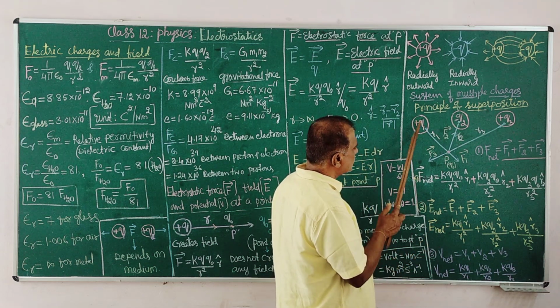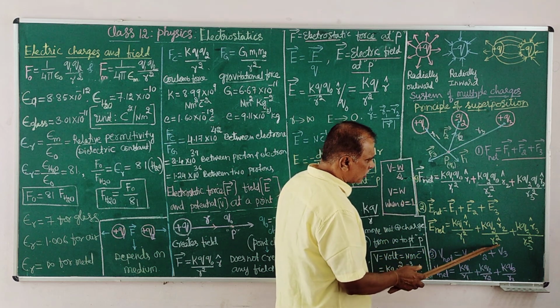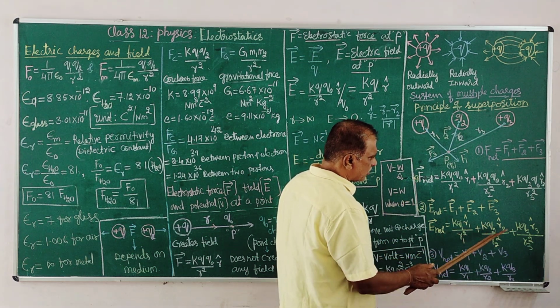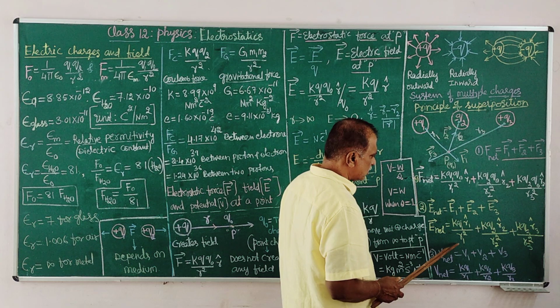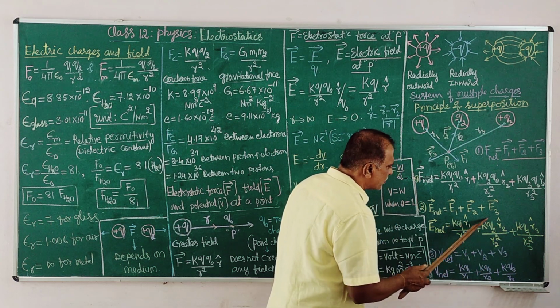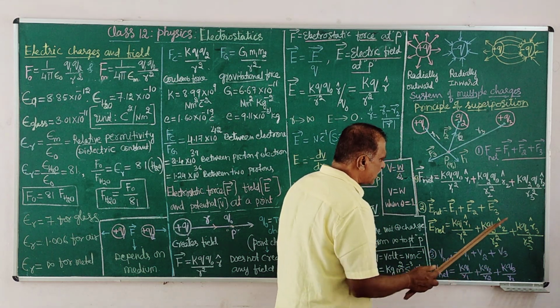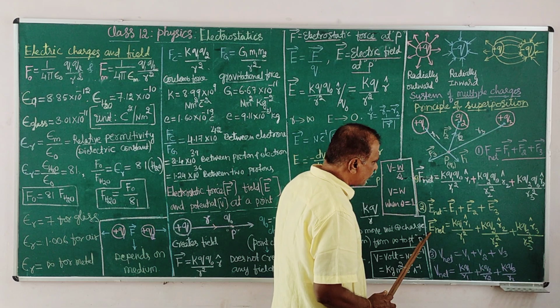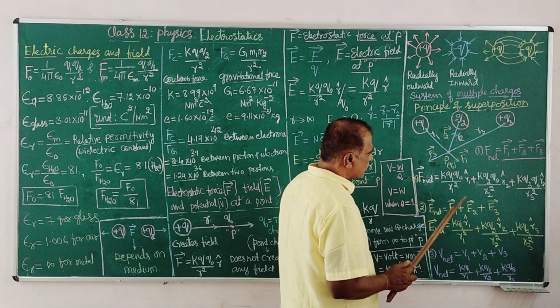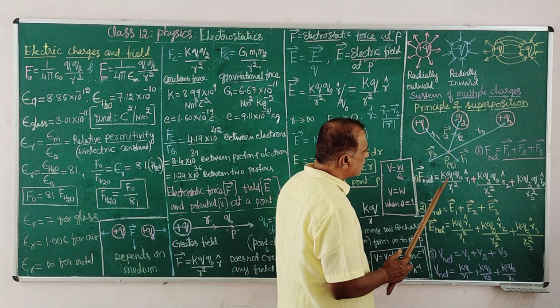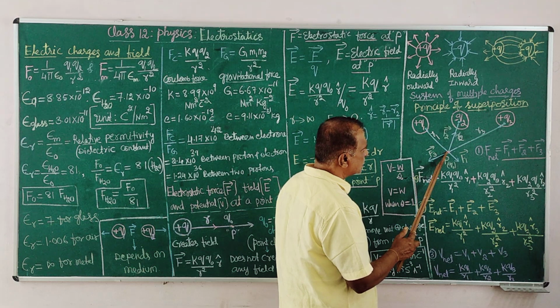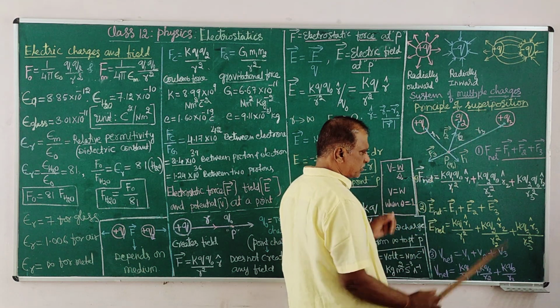The charge Q1, Q2 by R1, unit vector, like this. So that is the sum. This vector sum is the resultant electric field at this point. This vector sum is the resultant force at this point. That is called the principle of superposition.